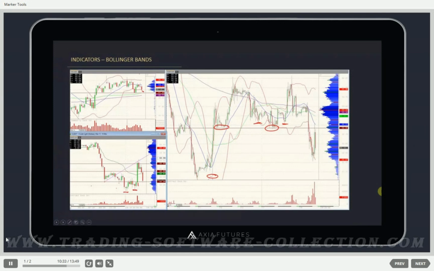So what we see is the market charges back up on the 15 minute. This one move in 15 minutes takes the market a full 60, 70 ticks straight back up to the middle Bollinger Band here. That's your clue to have a go at selling it.